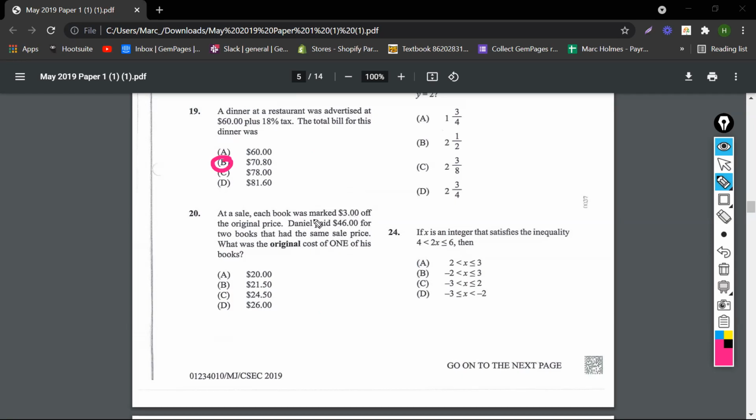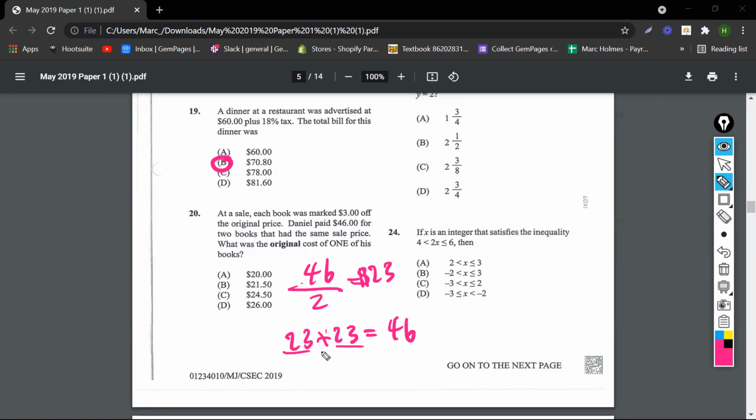Okay, so each book was marked $3 off the original price. Daniel paid 46 for 2 books that had the same sale price. So if the 2 books he bought had the same sale price, guys, then it would be $23 for each book, right? And it says here that each book was marked with $3 off the original price. So the $23 plus $23 that he spent for the 2 books for the $46, that's actually at a discount. Both of them are at a $3 discount.